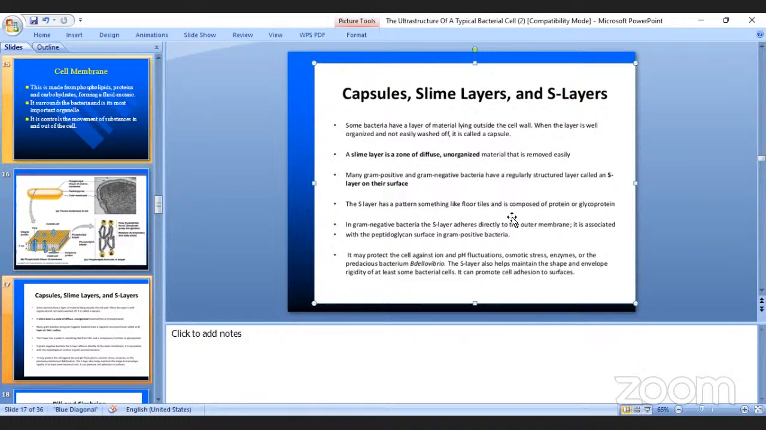Cell wall: peptidoglycan. Plasma membrane chemical: protein and lipid. And the slime layer: protein or glycoprotein. In gram-negative bacteria, the S layer adheres directly to the outer membrane. It is associated with the peptidoglycan surface of gram-positive bacteria. It may protect the cell against ions, pH, acids, stress, high temperature, and so on.